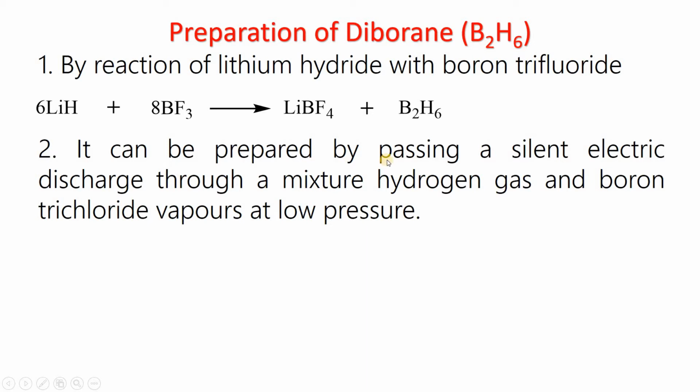It can be prepared by passing a silent electric discharge through a mixture of hydrogen gas and boron trichloride vapors at low pressure. BCl3 plus hydrogen gas, and we will get B2H6, diborane, plus hydrochloric acid.